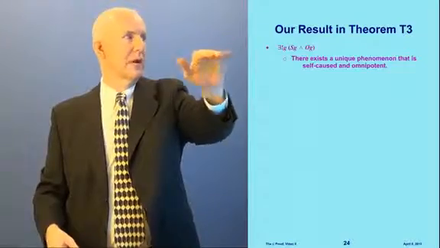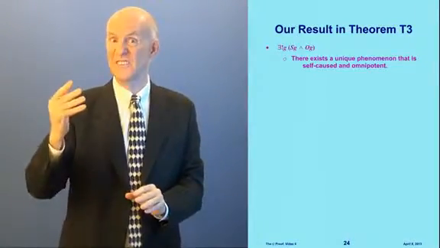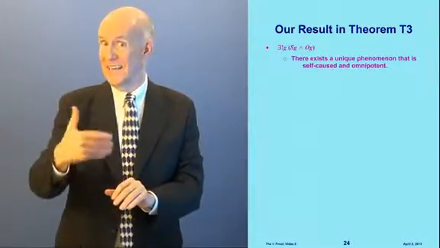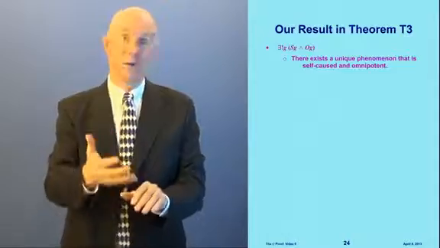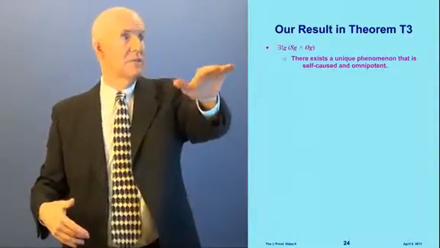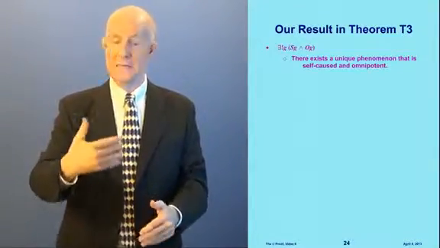Now, in these videos, in version 1, what we're going to get ultimately in theorem T3 is we're going to prove this right here. Now, you already know about the backwards Z with the exclamation point means there exists exactly one. There exists exactly one G such that capital SG and capital OG. Those are definitions we're going to cover in this video. This means there exists a unique phenomenon that is self-caused and omnipotent.